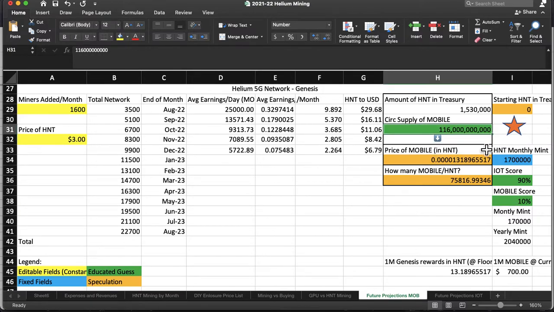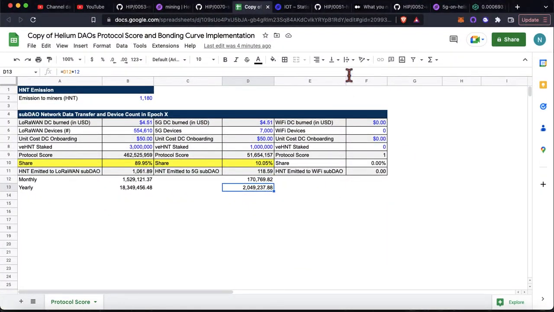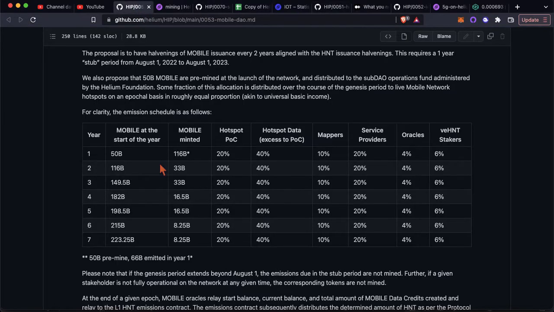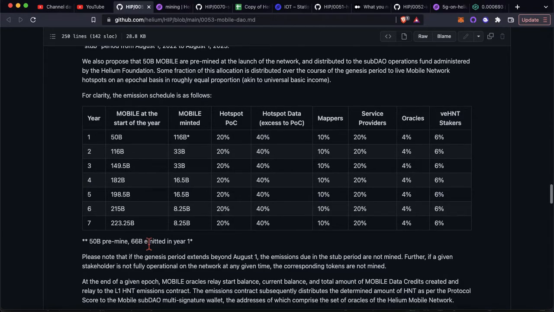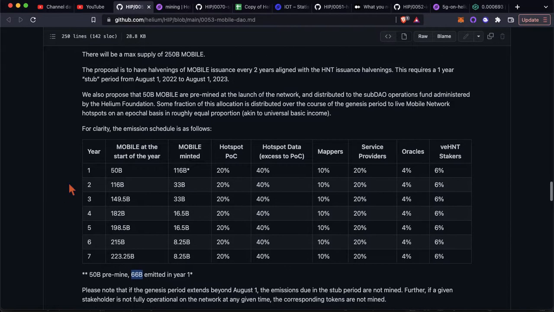The circulating supply of mobile we've penciled in here as 116 bill. That comes from the mint schedule here. Maybe it's going to be less. Maybe all this mobile doesn't end up getting minted. Or maybe it does. I don't know. I'm not exactly sure what would happen. The pre-mine is going to be locked up for the most part. And then they're still estimating 66 billion emitted in year one.